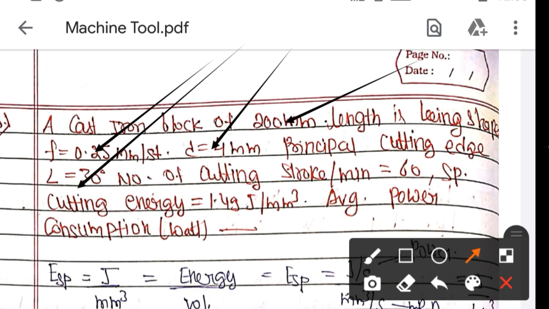This I'll teach you in metal cutting. When we get into metal cutting, we'll learn in detail about what the principal cutting edge angle is. The number of cutting strokes per minute is 60, and the specific cutting energy is given over here, which is 1.49 joule per mm cube. We need to find the average power consumption in watt.